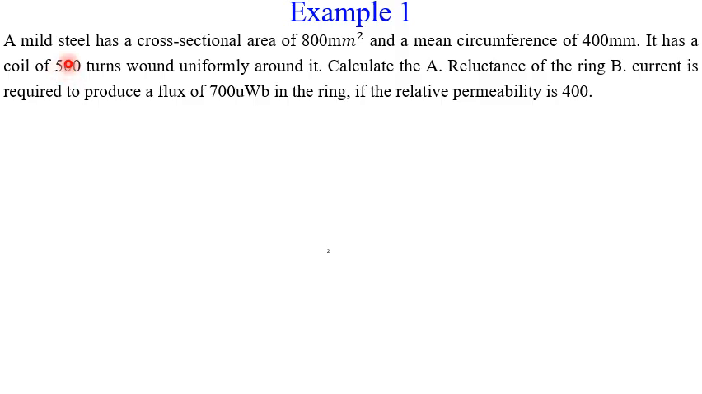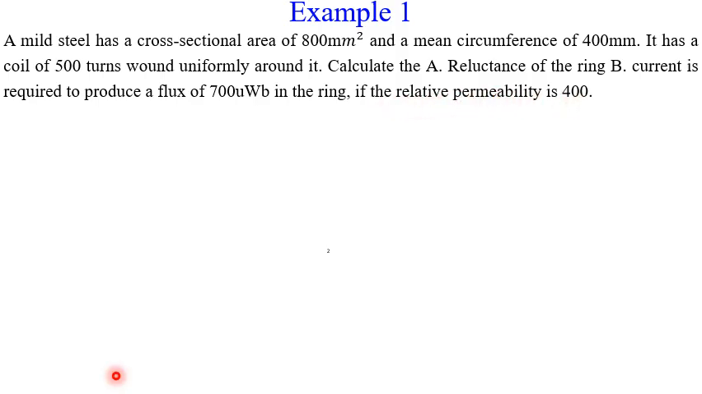Our first example says a mild steel ring has a cross-sectional area of 800 millimeters square and a mean circumference of 400 millimeters. It has a coil of 500 turns wound uniformly around it. Calculate A, the reluctance of the ring. B, the current required to produce a flux of 700 microweber in the ring if the relative permeability is 400.